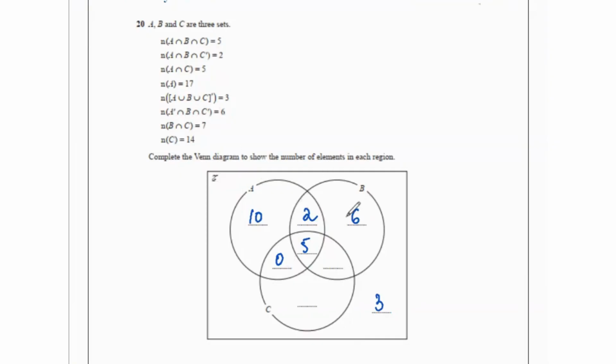A complement intersection B intersection C complement. So just this part. Then B intersection C, that's 7. So if a part of it is 5, so it's going to be 2. And the number of elements for C is 14. So this entire circle is 14. So 5 and 2 is already a part of that 14. So over here it's going to be 7. So this is your complete Venn diagram.